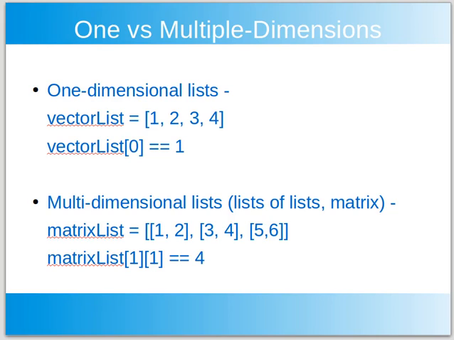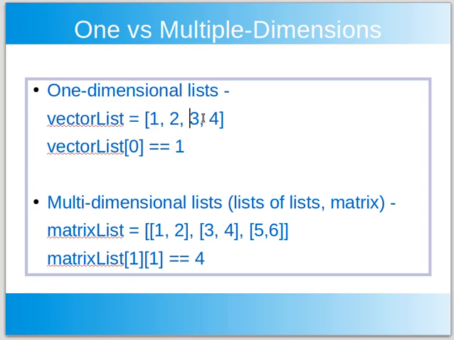One versus multiple dimensions. One-dimensional lists, also known as one-dimensional arrays. Vector list gets assigned a list containing the values 1, 2, 3, and 4 in that order. So the 0 index would be 1, index 1 would be 2, and so on. So vector list 0 equals 1, and so on and so forth.